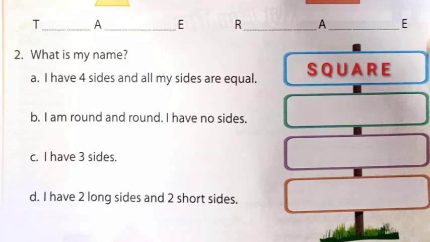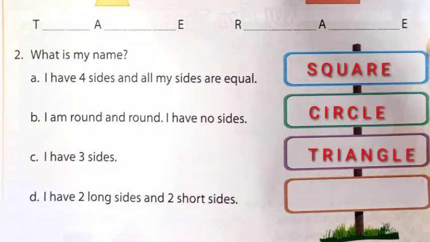Second is, I am round and round. I have no sides. It is a circle. Next, I have three sides and it is, come on, it is a triangle. And the last one is, I have two long sides and two short sides. Can you name it? It is a, come on, it's a rectangle.